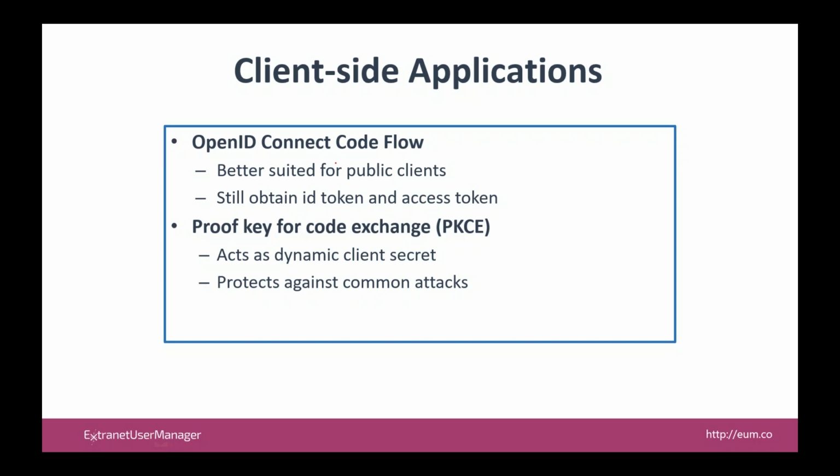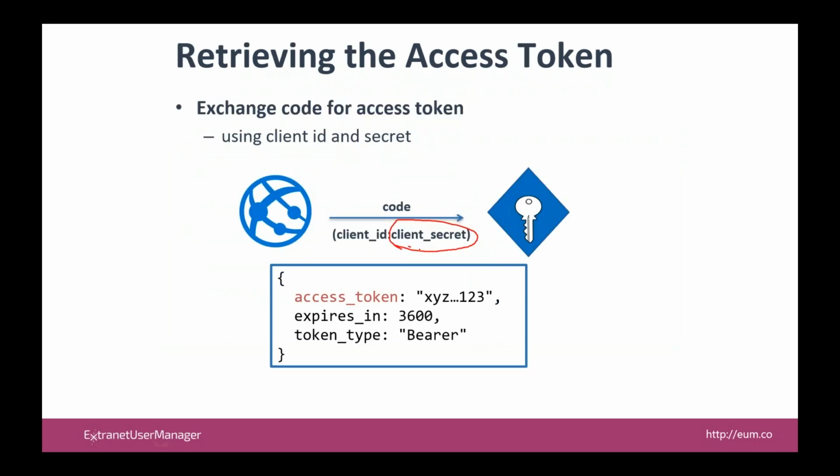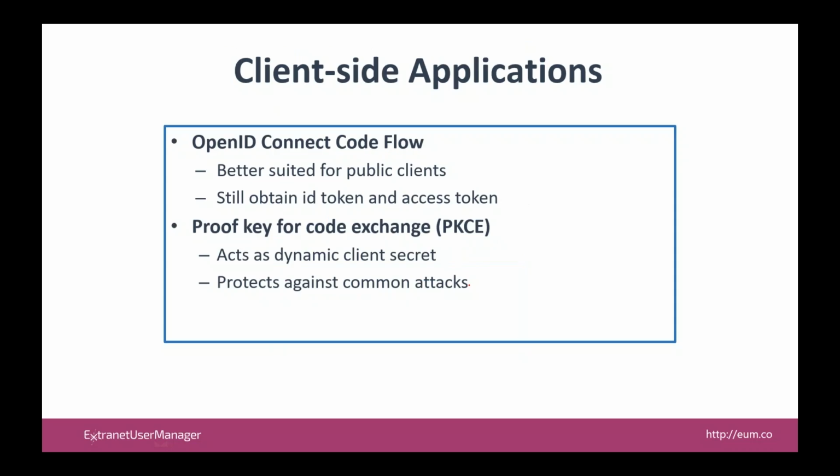So what we're going to use is a combination of what's called the code flow and something called PKCE. PKCE stands for Proof Key for Code Exchange. PKCE will help us with a dynamic secret as opposed to a statically configured secret. So the idea is that this will help, like I said, deal with certain types of attacks against these JavaScript and native applications.